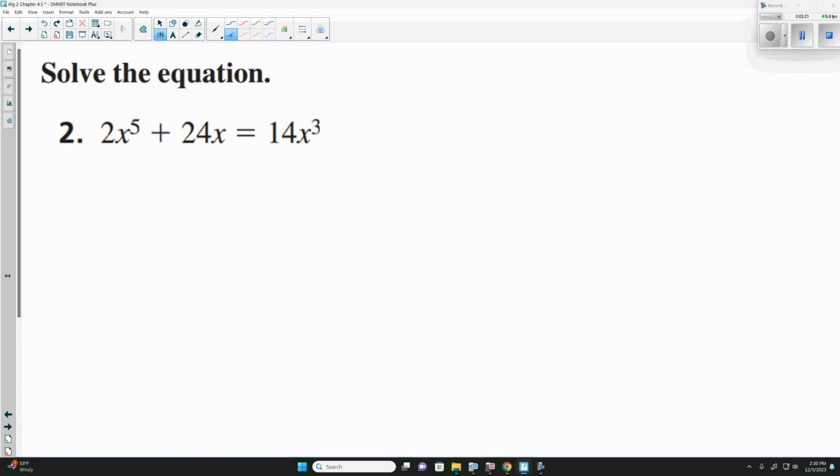But looking at 4.5, solving these higher degree polynomial functions. The first thing we need to do to solve any higher degree polynomial function is get the equation equal to 0. So the first thing we can do for this here is subtract 14x cubed from both sides.